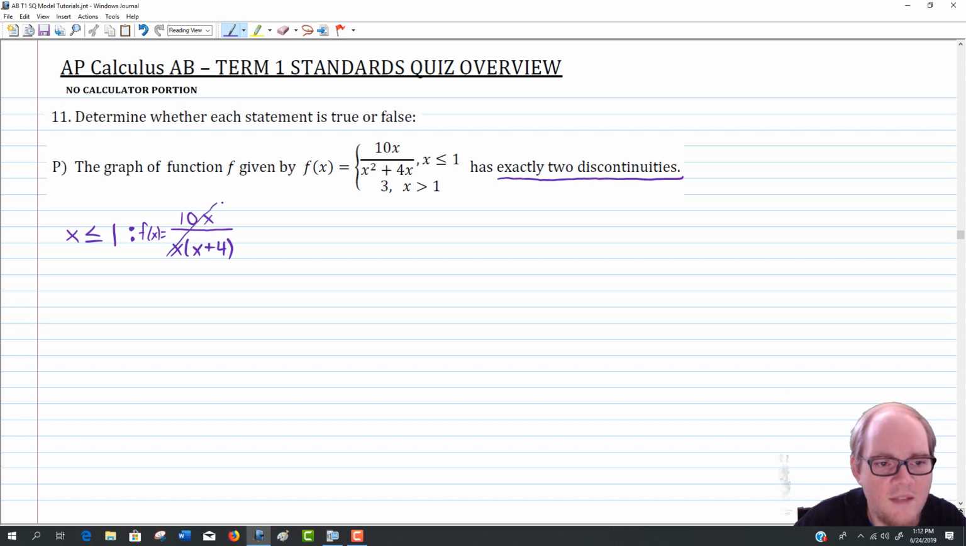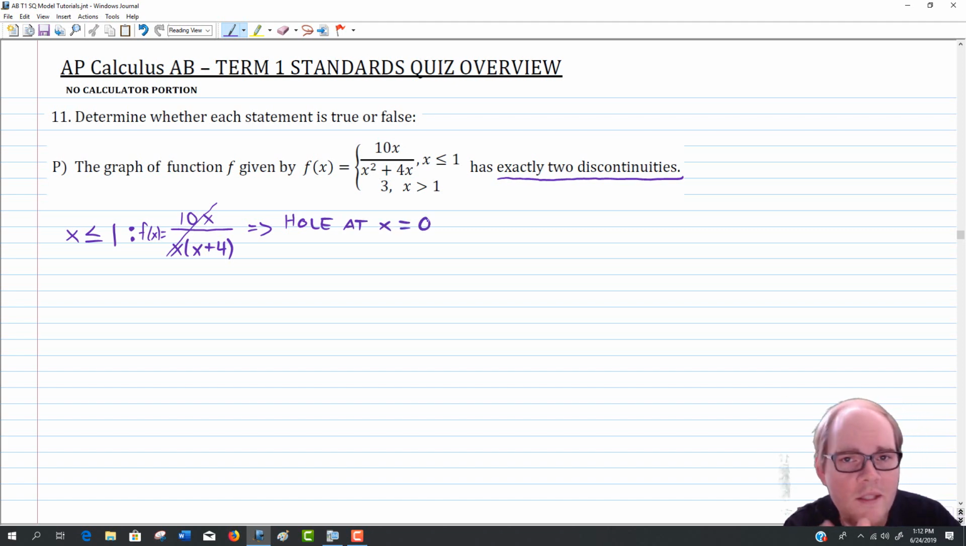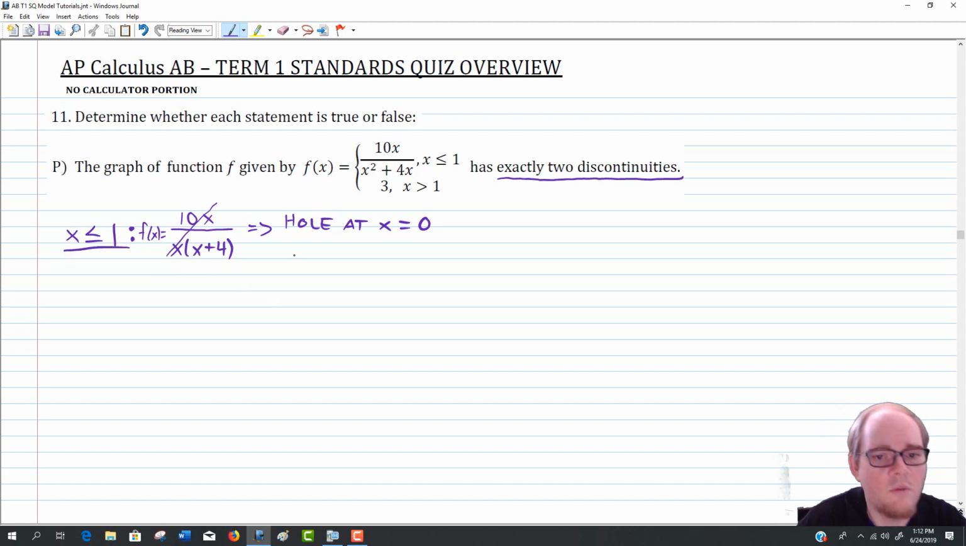I notice that the x's divide away, which tells me that there's going to be a hole at x equals 0. Now, just because those things divide away doesn't mean there actually is a hole. We need to make sure that we're in the correct domain area. We've got the right x values where 0 would be defined. But since x is less than or equal to 1 and 0 is less than or equal to 1, that means that we do in fact have one discontinuity at x equals 0.